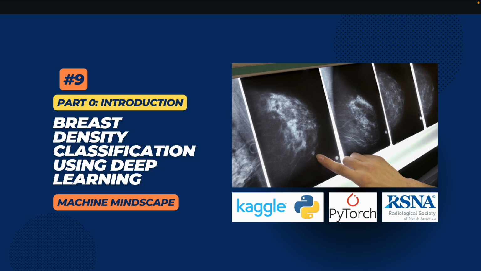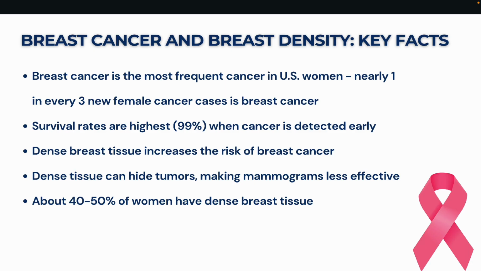Okay, so to start off, breast cancer is the most frequent cancer in the world, meaning that out of 3, every 1 woman has breast cancer, and the survival rate of this cancer becomes 99% if this cancer is detected as early as possible. So one thing that really contributes in understanding and detecting breast cancer is breast density.